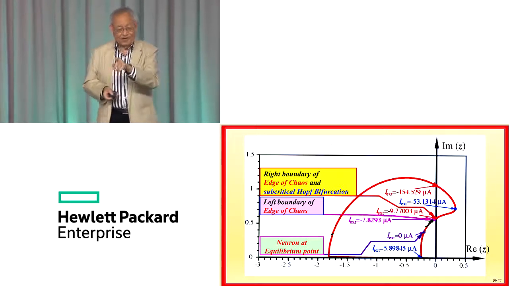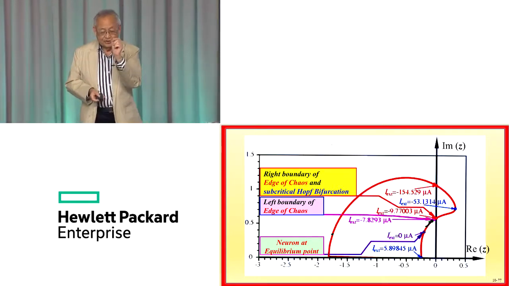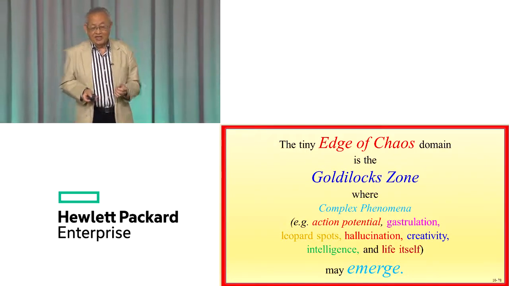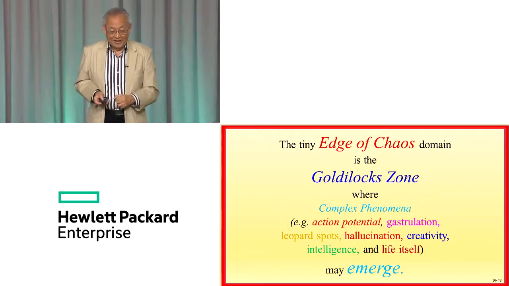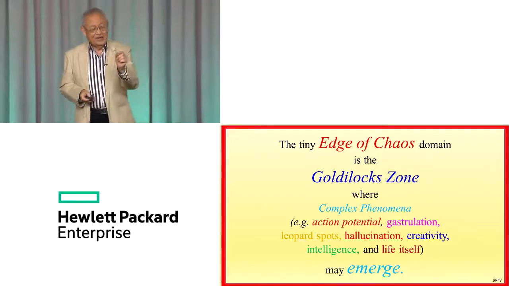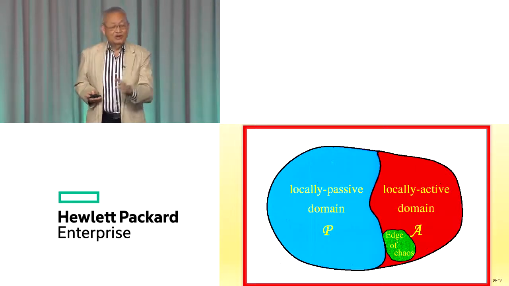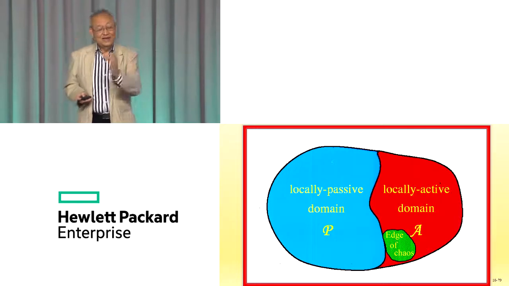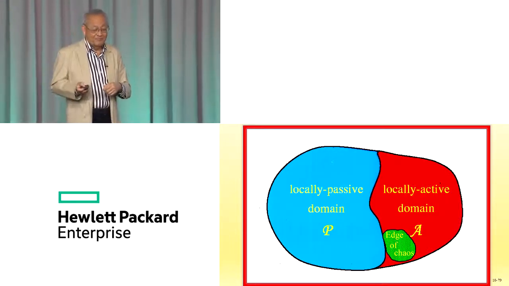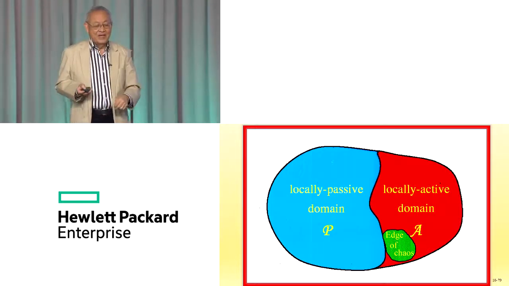And now from the Hodgkin-Huxley, we found out that the tiny region that I call between the right boundary and the left boundary is just a tiny bit, less than 2 microampere. And it is in that region that you can have interest, you can have life, for example. So the tiny edge of chaos domain is the Goldilocks zone, where complex phenomena, and complex means action potential, gastrulation, Liesegang spot, hallucination, all of these interesting things can happen. It happens in such a small region. So to summarize, all cells can be divided into locally passive, which is totally useless, and something that is not passive, that means locally active. But that locally active region could be fairly large, and you still may have to wait a long time before you find it. But edge of chaos is such a tiny region, I have to exaggerate, it's actually much smaller. And that's where interesting things happen.